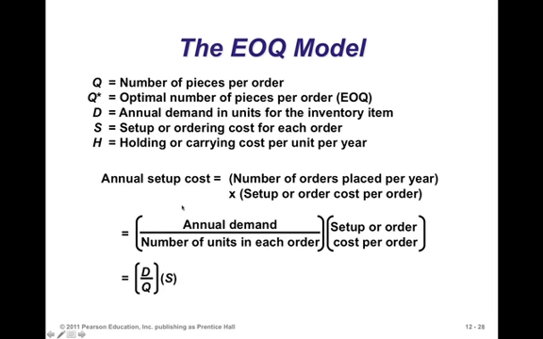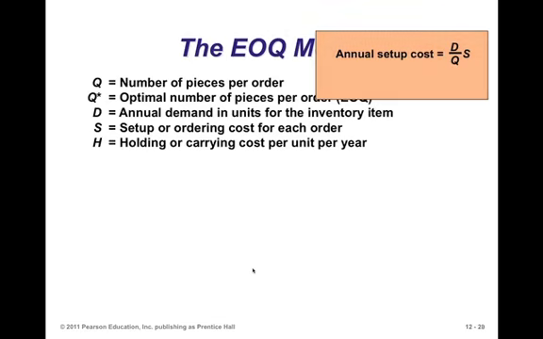So the annual setup cost is just the number of orders that we place per year times the cost of a setup or order. And so how many orders do we place per year? It would be the annual demand divided by the number of units we order. So if our annual demand is 1,000 and we order 100 each time, then we would have 10 orders per year. So if we multiply that by the order cost, we would get the annual order or setup cost. So D over Q gives you your number of orders multiplied by S, and then that gives you the order cost. All right? So that's what that is.